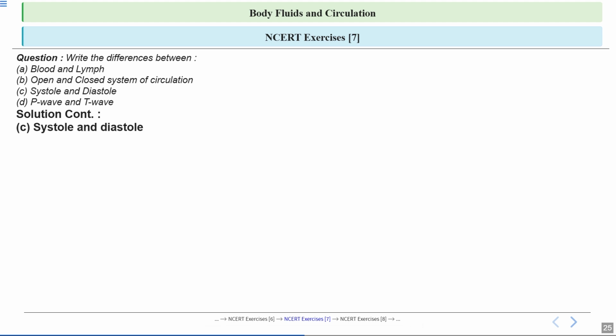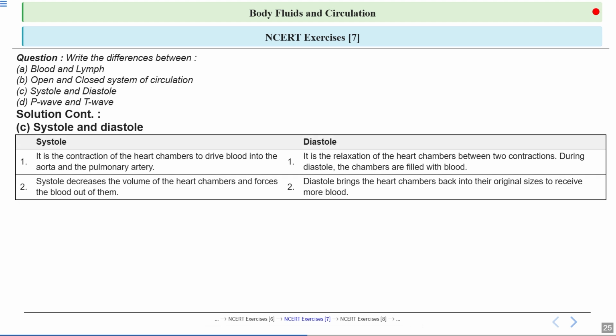Systole and diastole, let's differentiate between them. Systole is all about contraction and pushing blood out, while diastole is about relaxation and letting the heart fill up again. Now, this cycle keeps your blood moving efficiently, just like a pump that alternates between pushing and refilling. So, systole is basically the contraction of the heart chambers to drive blood into the aorta and the pulmonary artery, and diastole is a relaxation of the heart chambers between two contractions. And during diastole, the chambers are filled with the blood.